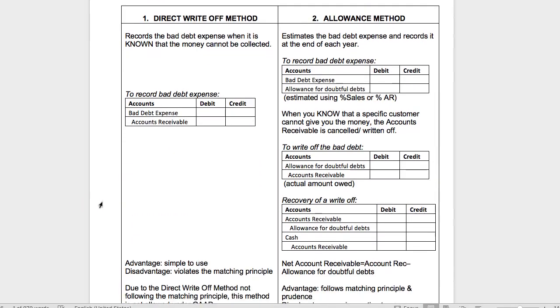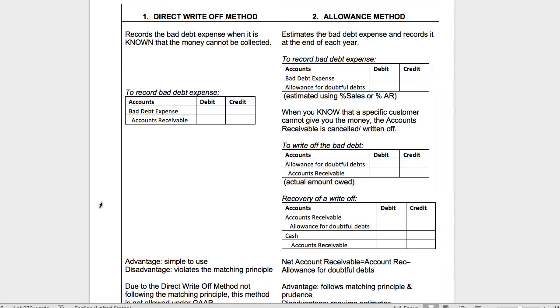Now, there are two methods to account for a bad debt expense. One is called the direct write-off method. In this method, you record the bad debt expense when you know that the money cannot be collected. So, for example, you sell a product to your customer on account and you ask them to pay you in 30 days. After 30 days, you still haven't got the money.